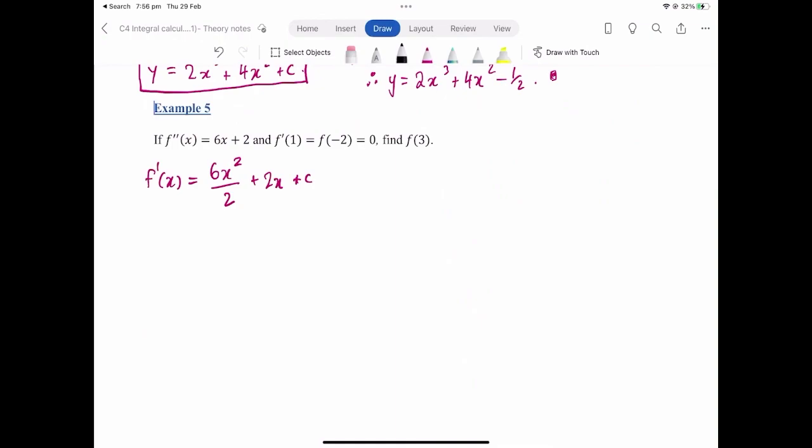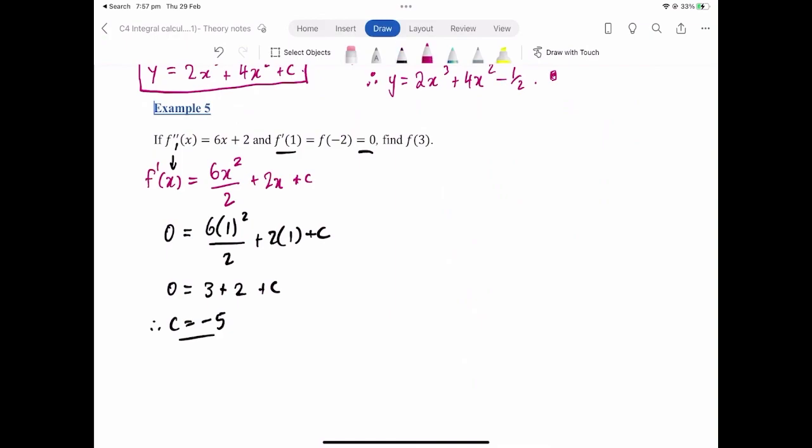And we've been told that the first derivative at 1 is equal to 0. That means that when I substitute 1 into this, the whole thing will be equal to 0. So let's substitute 1 into this, and make the function equal to 0. So we get 6 times 1 squared over 2 is just equal to 3, which I could have probably simplified before that, but that's okay, plus 2 plus c. And so therefore c must be equal to minus 5. So add 3 and 2 together and move it to the other side.